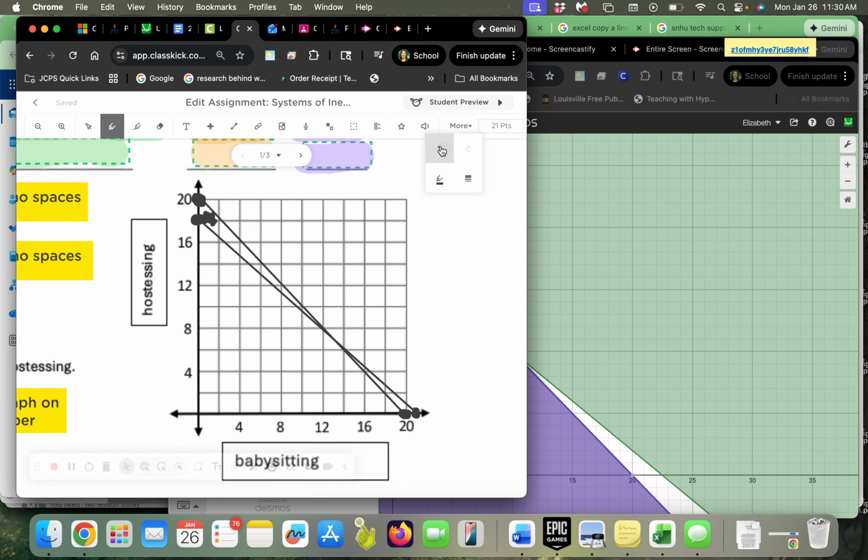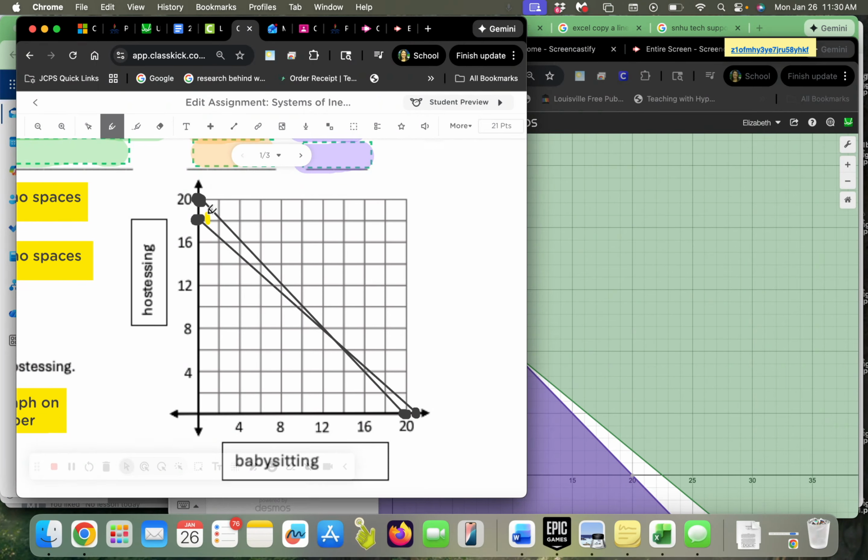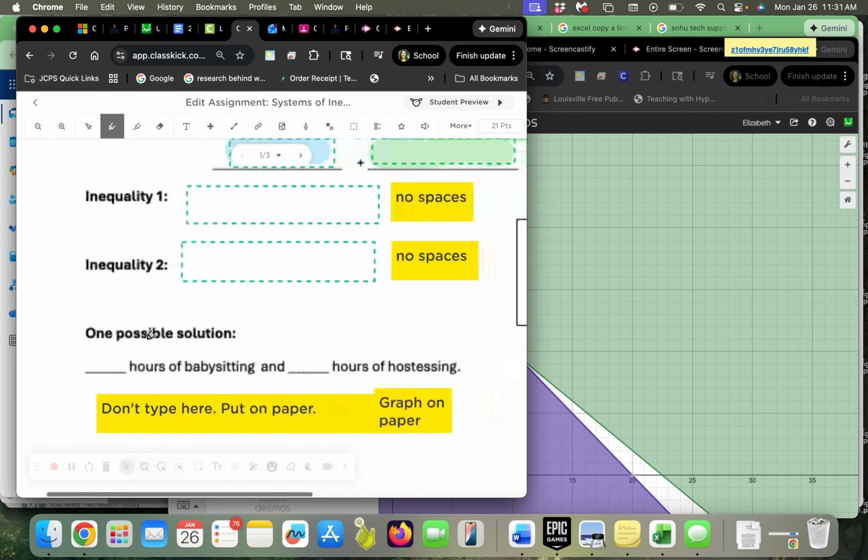Actually, let me do a different color so that it shows up a little better. So I'm going to color right here in this little slice on my paper. And again, that little area represents where my solutions are. Now we need to use that little slice that I just highlighted, where all the solutions are, to determine an answer to this question right here.